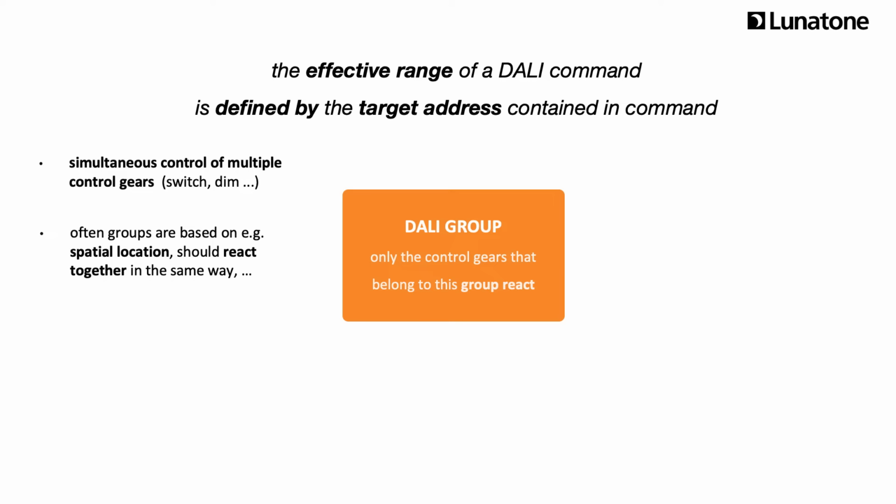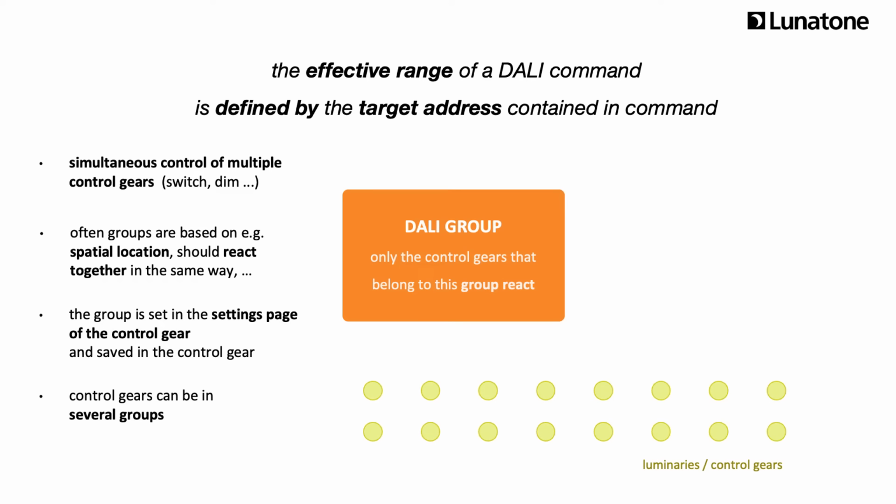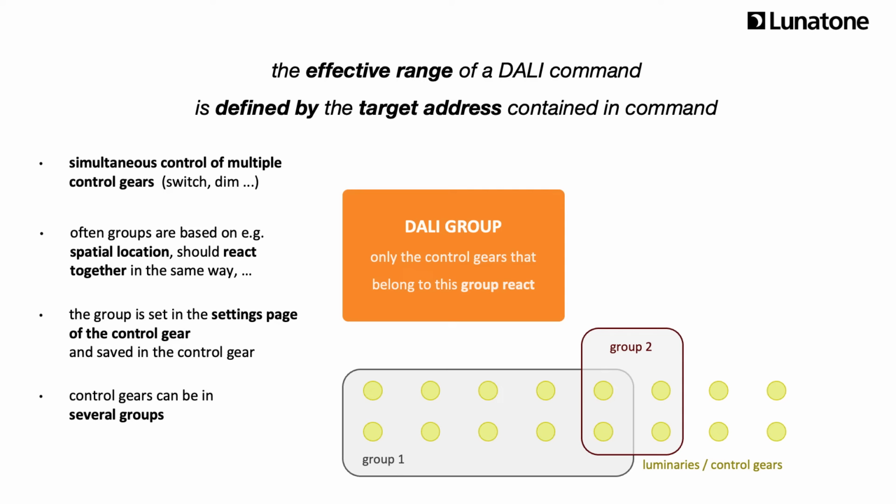Defining which luminaire belongs to which group is done with the DALI cockpit software in the settings panel of the control gear. The information will be saved in the control gear itself and it will react whenever the group is recalled. A luminaire can be assigned to one group, but also multiple groups. It is also possible to create overlapping groups or even groups within groups.